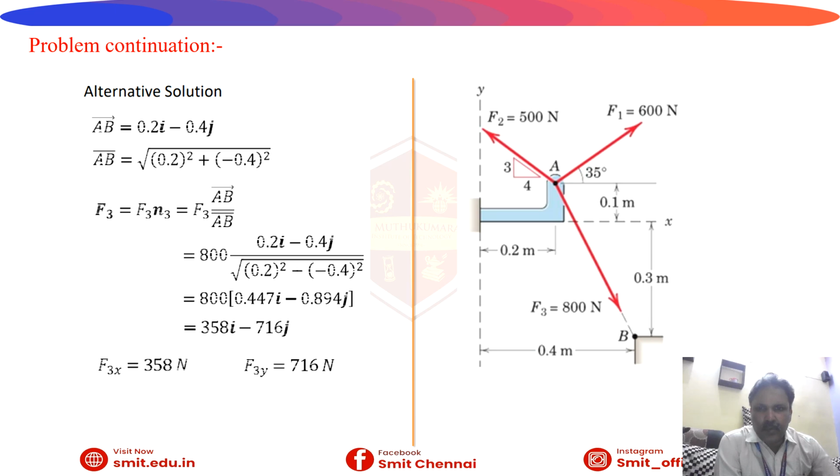This AB, what you have to do? AB is the distance. How much distance is given, that is important over there. 0.2 i minus 0.4 j. Then taking the square root of that. So it is 0.2, and the 0.4 is acting in the downward direction, therefore minus. Then taking the square root for the modulus and applying the formula F3 equals AB vector by AB modulus, you will get 358 for F3x and 716 Newton for F3y.